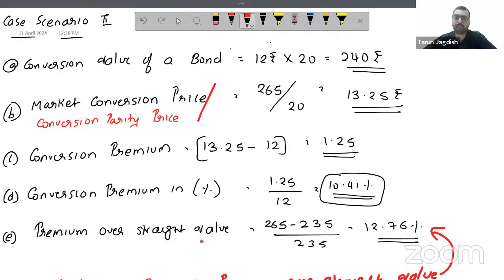Downside risk is based on the straight value answer. Market price to straight value. 265 is the market price. Ideally, downside risk means it should be from 265. So the denominator should be actually 265. But that's a bit confusing. They have done it based on 235 only. Both the answers are actually correct. Here they have done it based on 235. Where actually when you talk about downside risk, it should be from 265 down. So the base should be 265. What you're saying is correct.